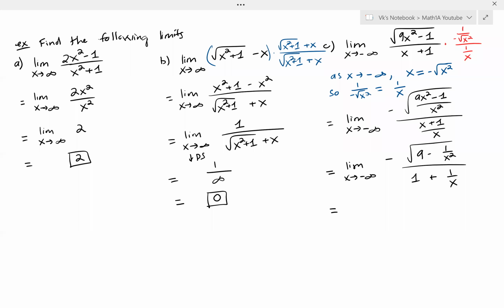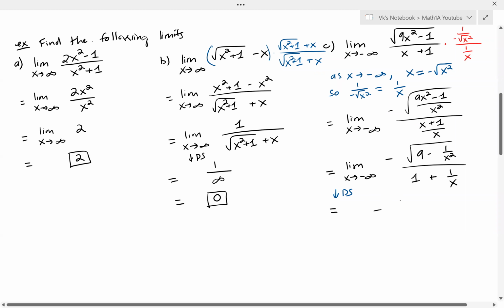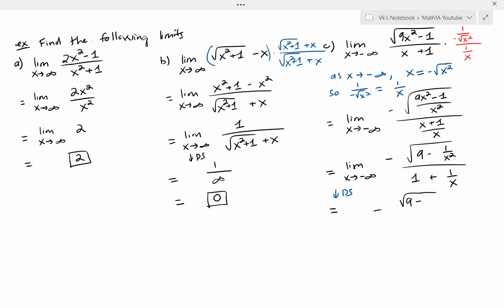If we do a direct substitution, then we see that negative root of (9 minus 1 over infinity, which is 0), over (1 plus 1 over infinity, which is 0). And therefore, it's going to be negative root 9 over 1, which is negative 3. Yay! Pretty cool.